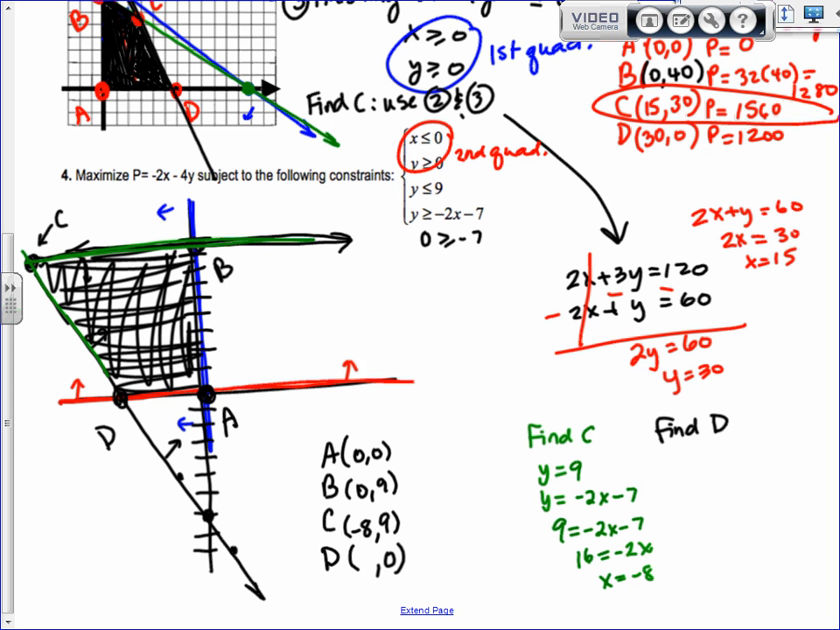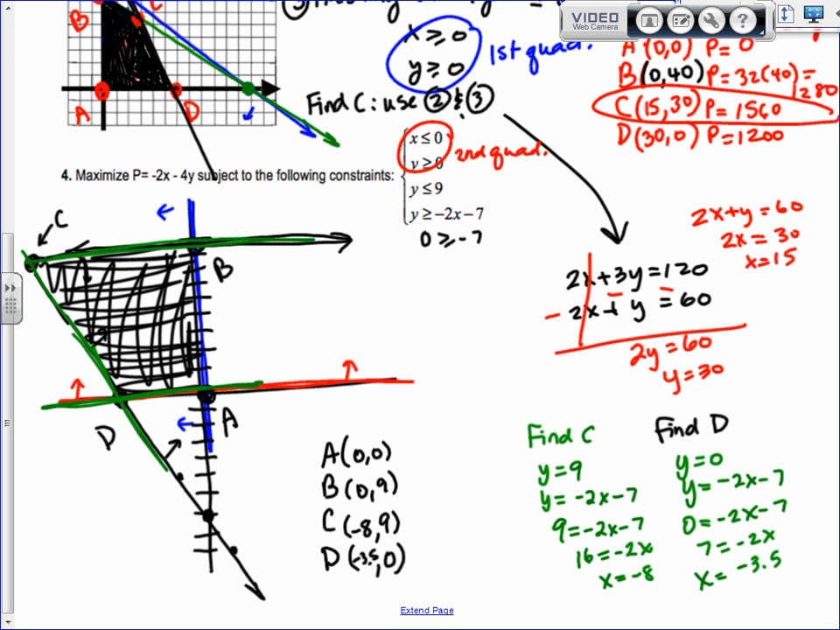All right, and then we're going to find D. It's the same kind of thing. So my D is using y equals 0, and it's using the y equals negative 2x minus 7 line. So if I set y equals 0, I get 0 equals negative 2x minus 7. Add the 7. I saw this on a lot of your papers. You get negative 3.5. So D is negative 3.5 comma 0. You guys read that, negative 3.5 comma 0.